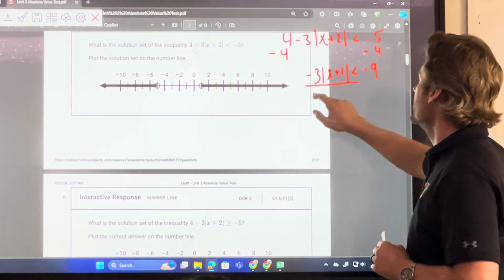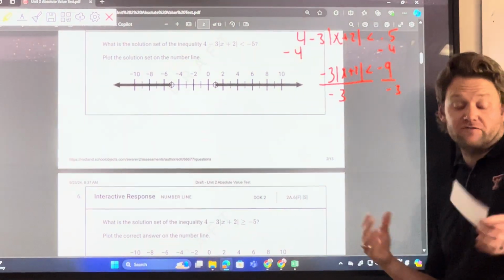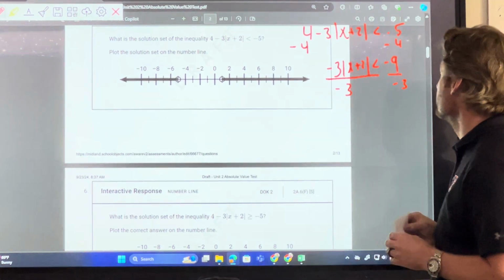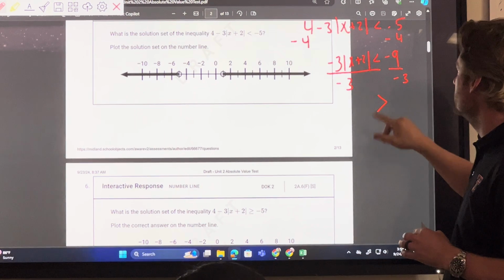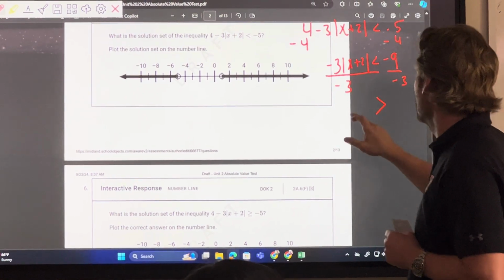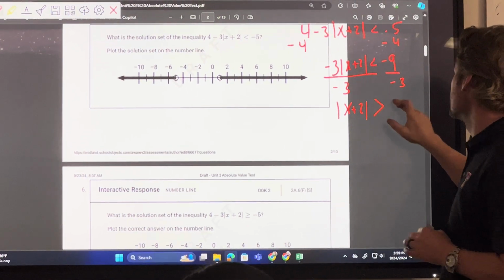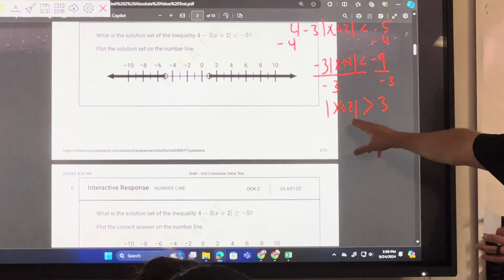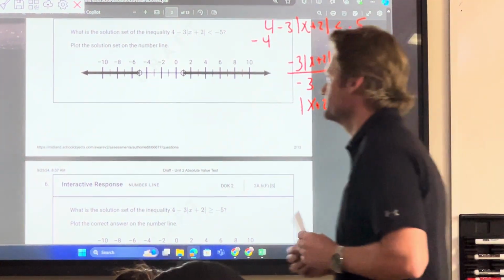Then I divide by a negative 3. When I divide or multiply by a negative on an absolute value or on any inequality, I have to flip the sign. So make sure you get this sign flipped. All right, so this becomes the absolute value of x plus 2, right? And this becomes a positive 3. So now it becomes the absolute value of x plus 2 is greater than a positive 3.